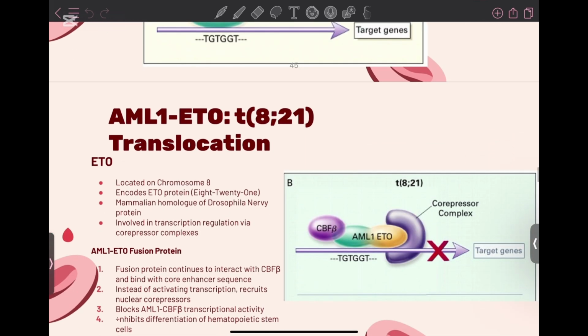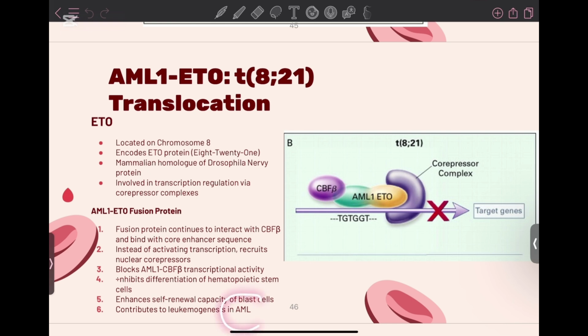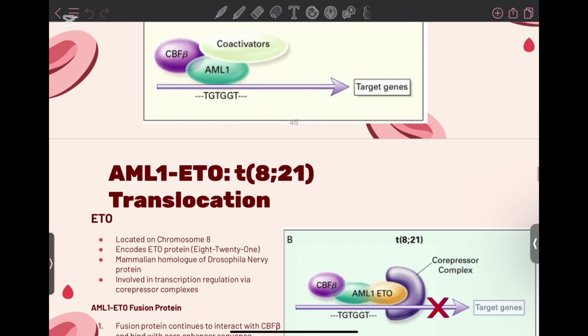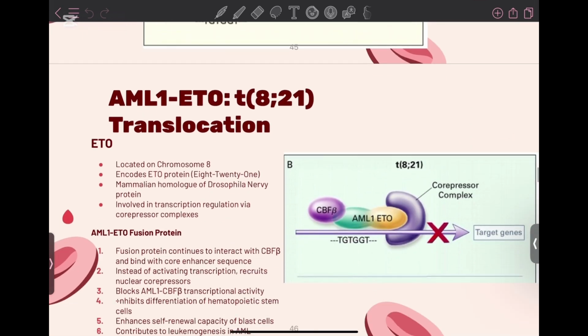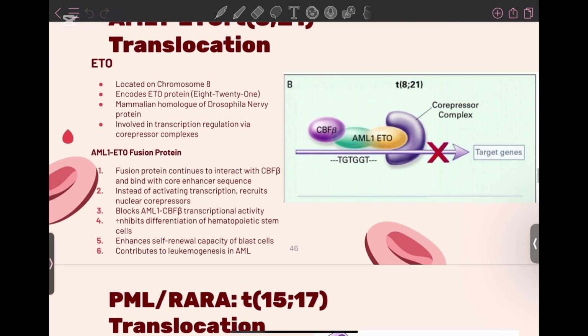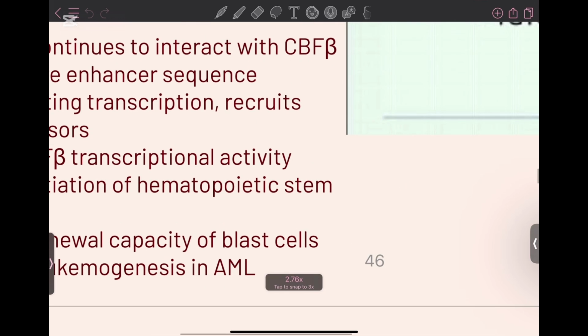What happens in cases of leukemia or in cases of AML is that instead of binding to the cofactor, we're going to bind to the corepressor complex. This corepressor complex is going to prevent the normal cells from differentiating. That's why we're going to have acute cases. So they're not going to be differentiated, and they're going to inhibit their differentiation. And this will also enhance the self-renewal capacity of the blast cells. So the form of cell is going to be, instead of cyte, we're going to have the blast, which means immature.